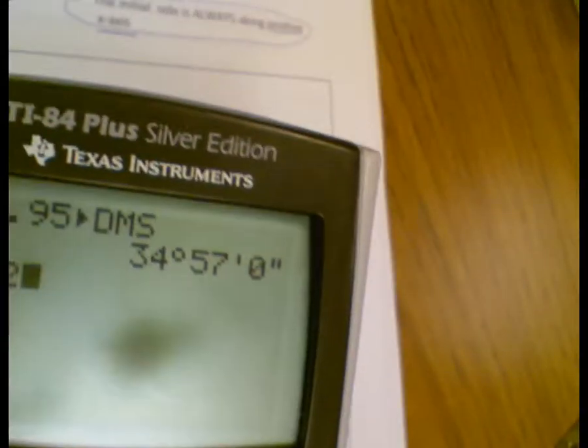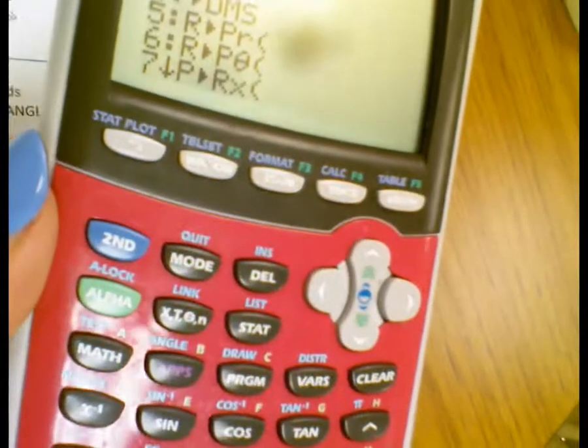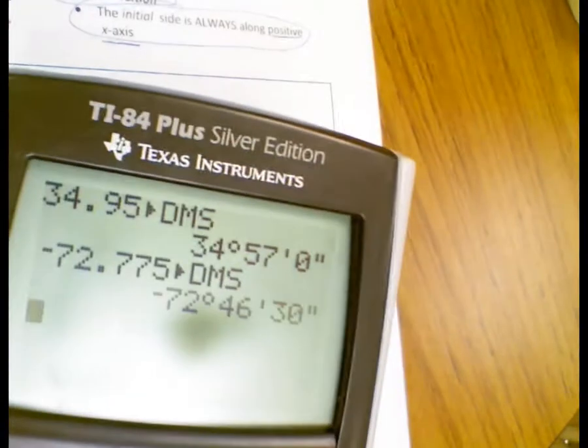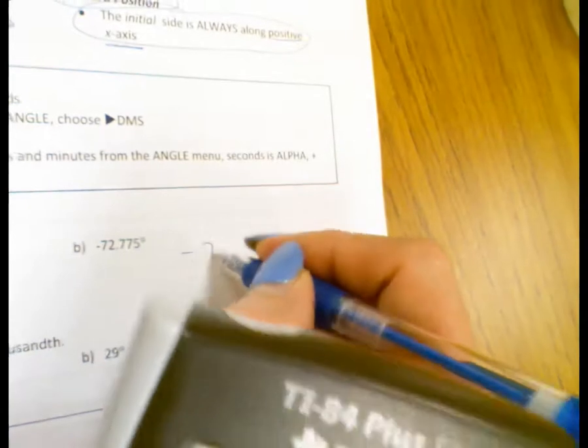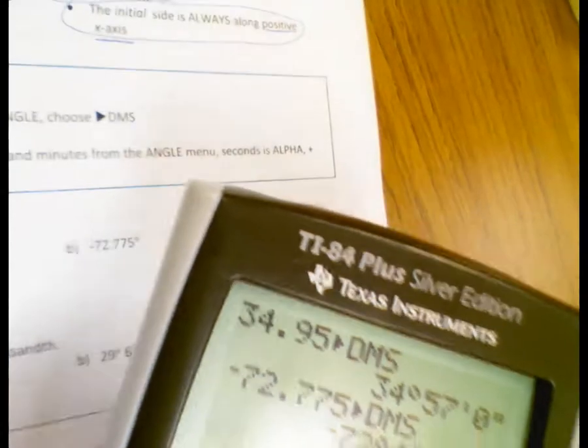This next one is negative 72.775. So type in the angle first. Press second angle, or second apps. Press number 4. It looks like that. And it's negative 72 degrees, 46 minutes, and 30 seconds.